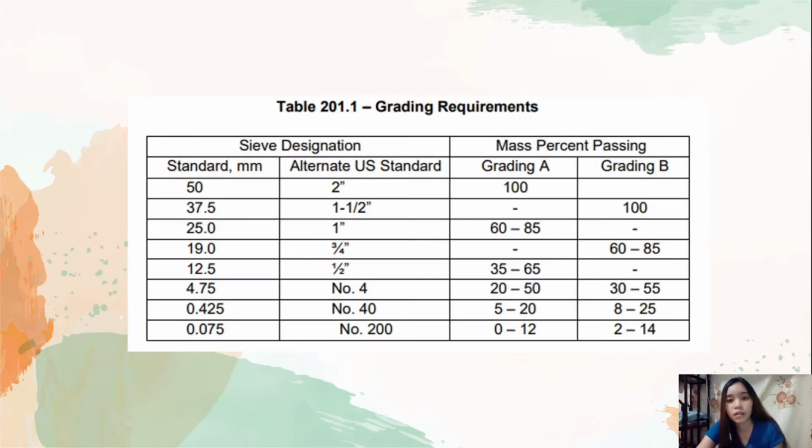This is the grading requirements of the base course. This shows the sieve designation and the mass percent passing. If your standard sieve is 50 mm, then grading A is 100%, 37.5 mm is grading B at 100%, and so on and so forth. So these are the four grading requirements.